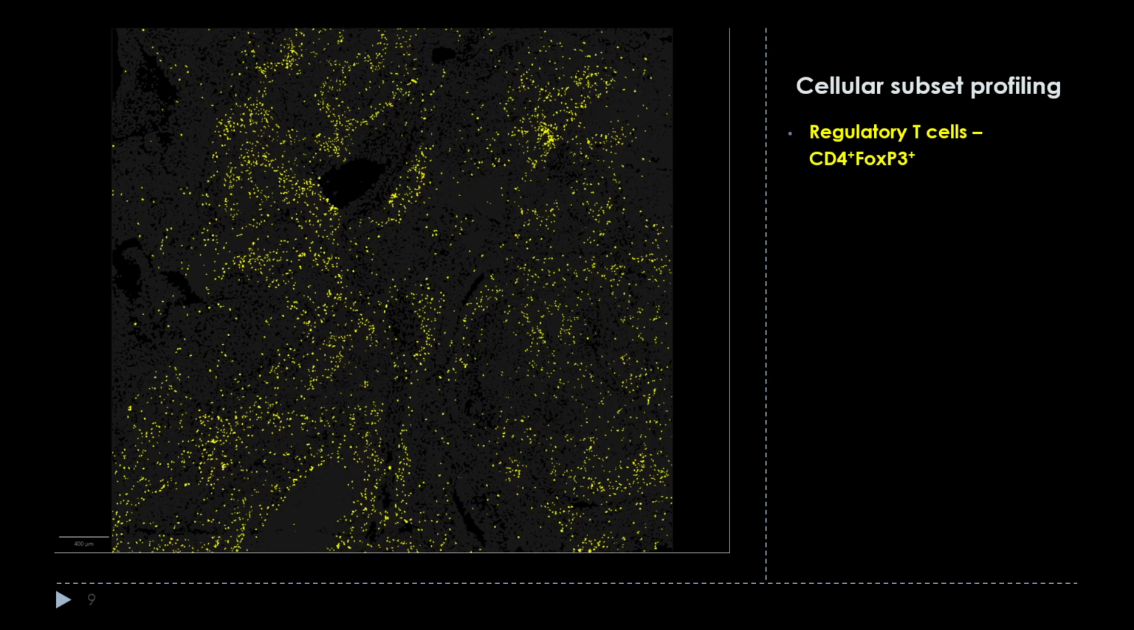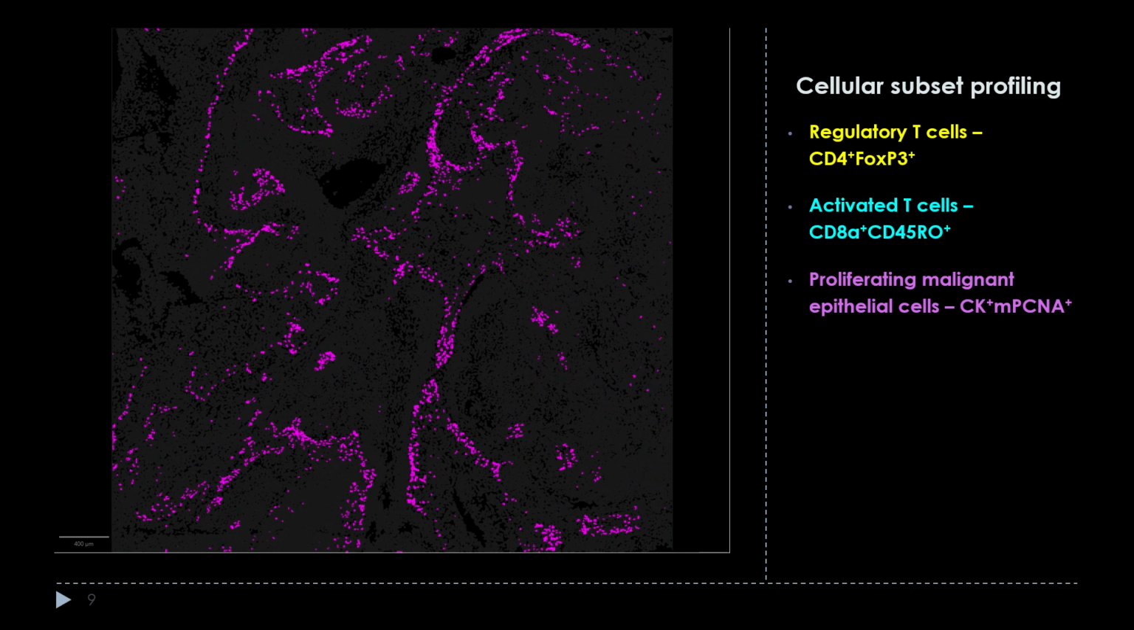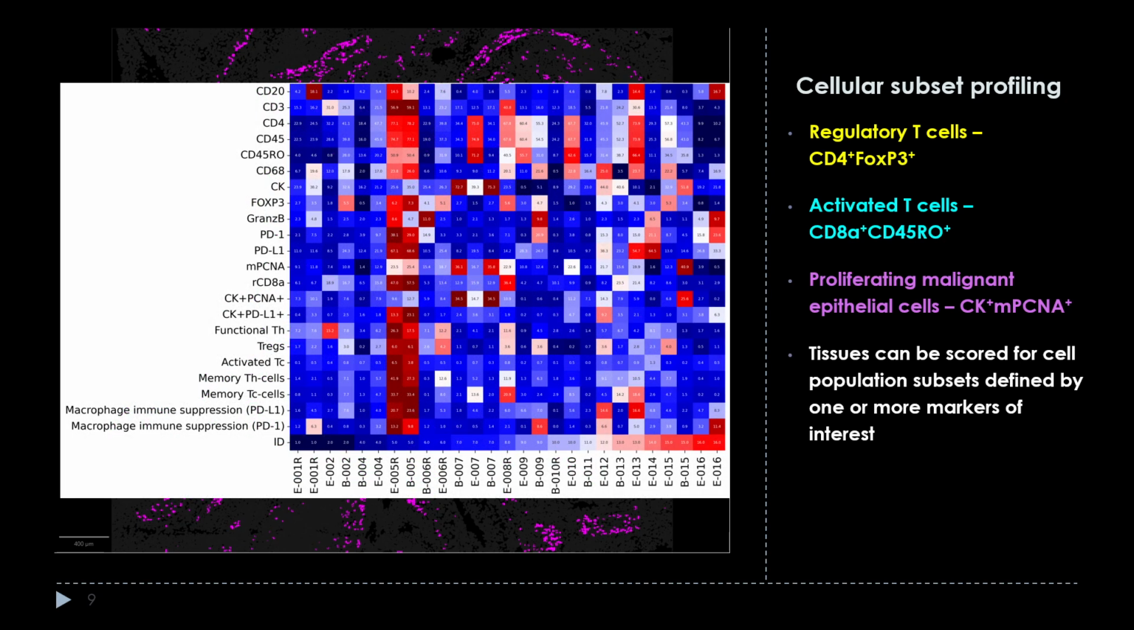We can identify cellular subsets such as regulatory T cells, activated T cells, proliferating malignant epithelial cells, and any other cell types definable by the markers included in the panel. Once defined, we can score tissues not only for single positive populations, but also the subsets defined by more than one marker of interest.